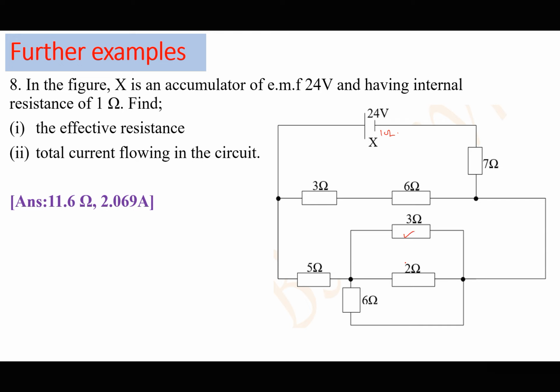So the 3 resistors have two common points, 1 and 2. So they're in parallel. I can get the effective resistance from 1 over resistance in parallel being equal to 1 over 2 plus 1 over 3 plus 1 over 6. LCM is 6. So that is 3 plus 2 plus 1, which becomes 6 over 6, which is equal to 1 ohm.